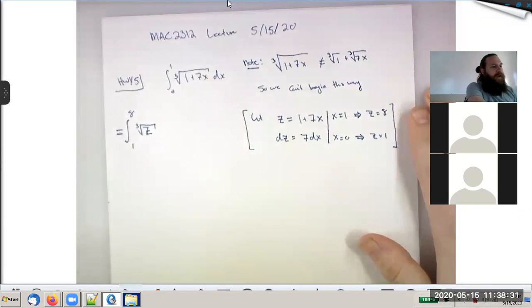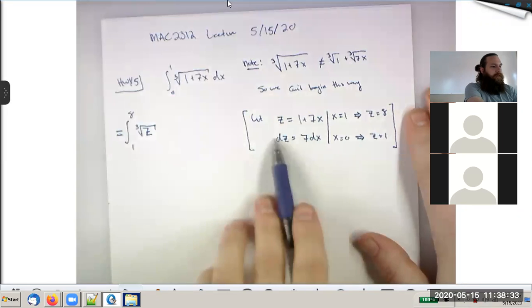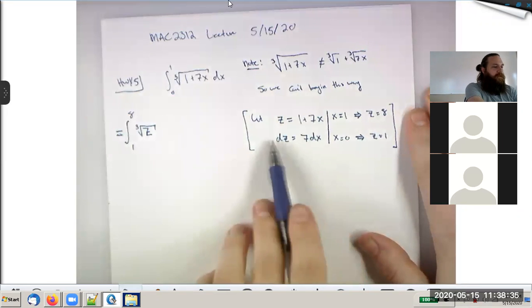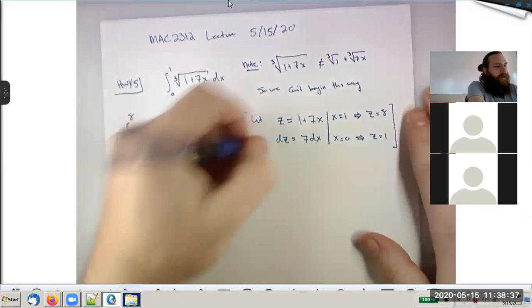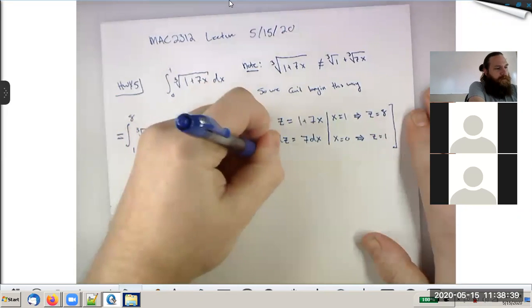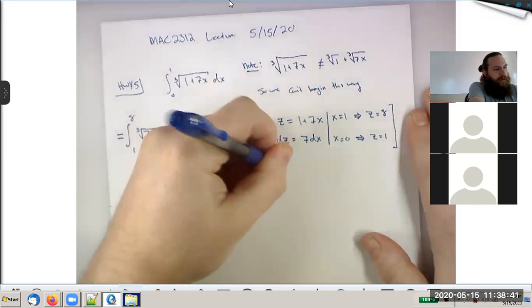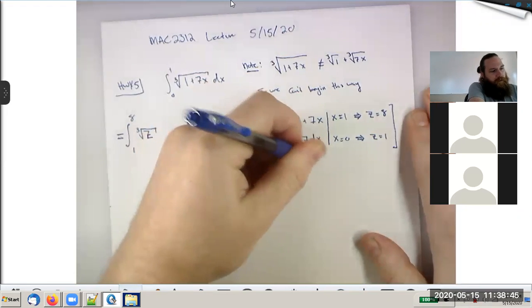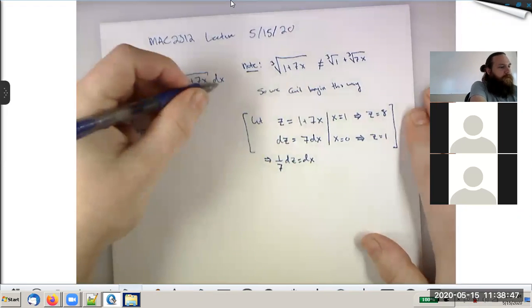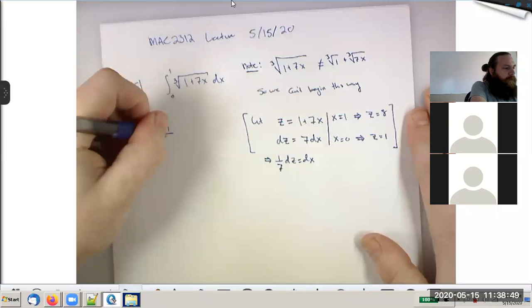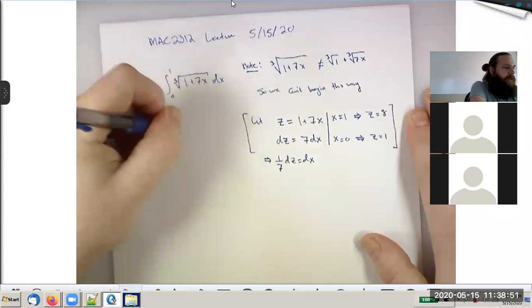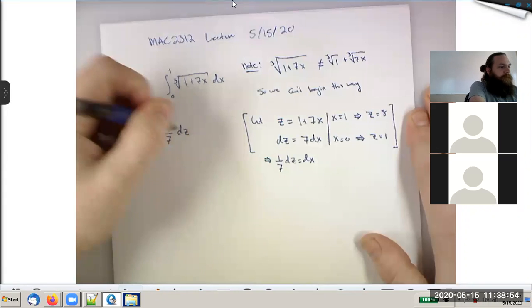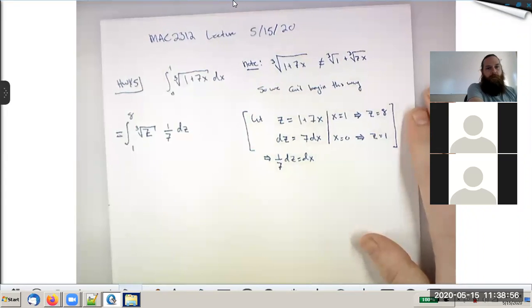And then what is dx? Well, I don't have dx equals some stuff here. I have dz equals 7 dx, but that implies that 1/7 dz is equal to dx. So this dx I'm going to replace by 1/7 dz. Does everybody see that?